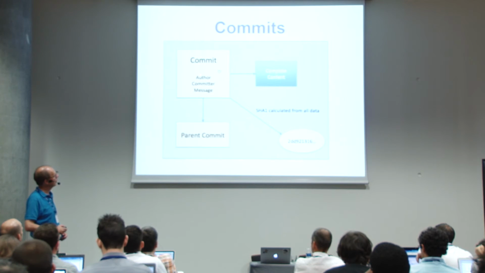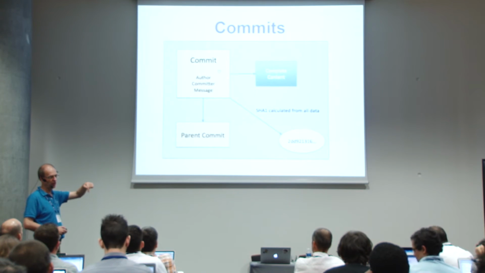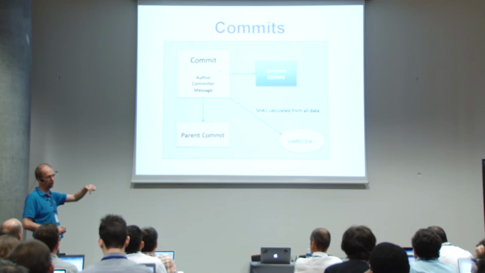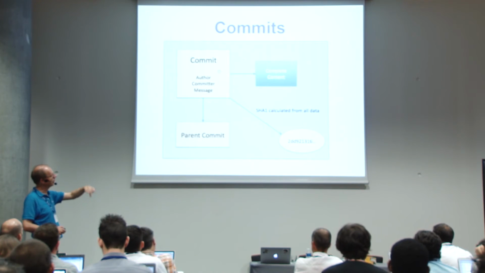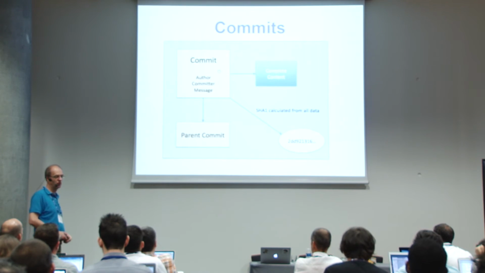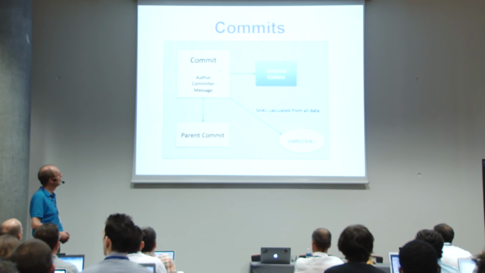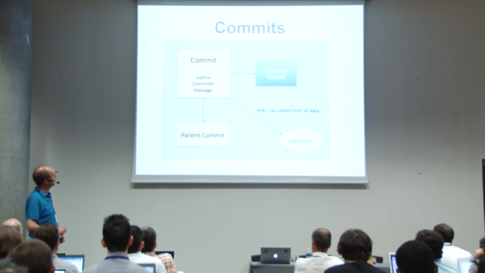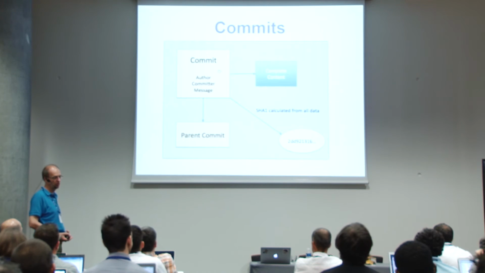So this points to the tree, the root directory of the working tree, and that points to contained folders and file versions. And then a commit contains an author and a committer, so there are two users. Most often, these two user entries are the same.